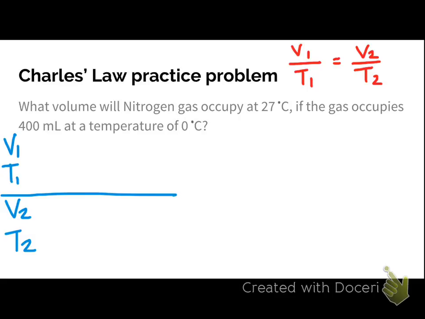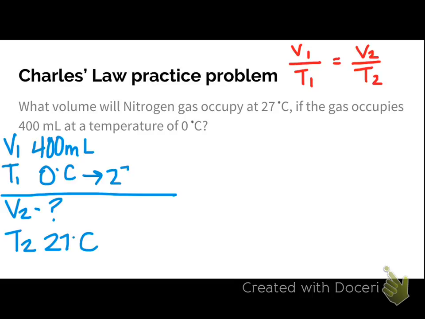So if the gas occupies 400 mLs, that's my volume 1, at a temperature of 0 degrees Celsius, that's my temperature 1. What volume will the nitrogen gas occupy? That's my volume 2, and that's what we don't know, at 27 degrees C. Now, what do I have to do with these C's? I need to make them into Kelvin. This is going to be 273 K, and this is going to be 300.